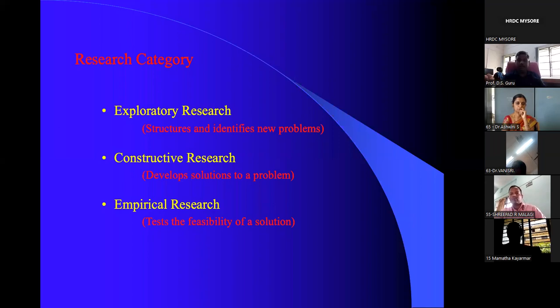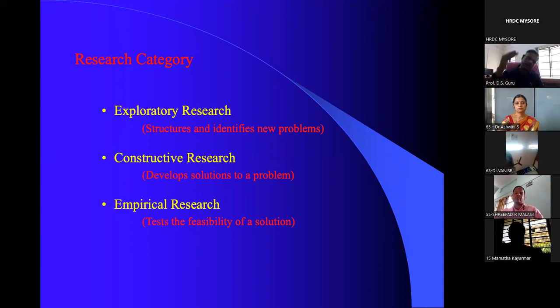The great Indian who could grab the Nobel Prize, the first non-white scientist who could grab the Nobel Prize, was C.V. Raman. You have heard of C.V. Raman, right? Professor C.V. Raman did all three. He explored the problem, then he constructed a solution, and finally demonstrated it empirically. That's why he could grab the Nobel Prize, right? So C.V. Raman's work could be an example for all three.